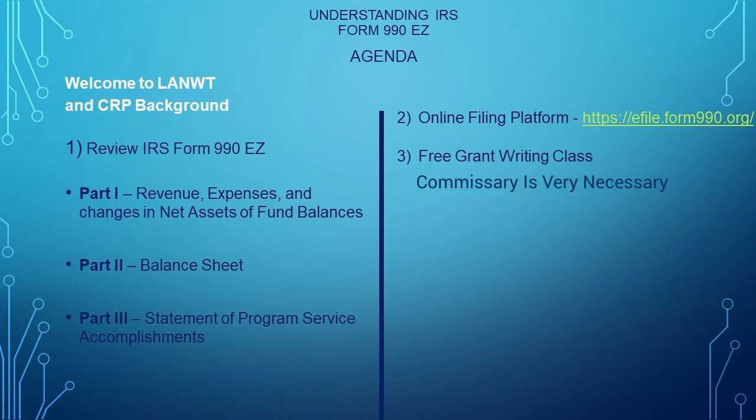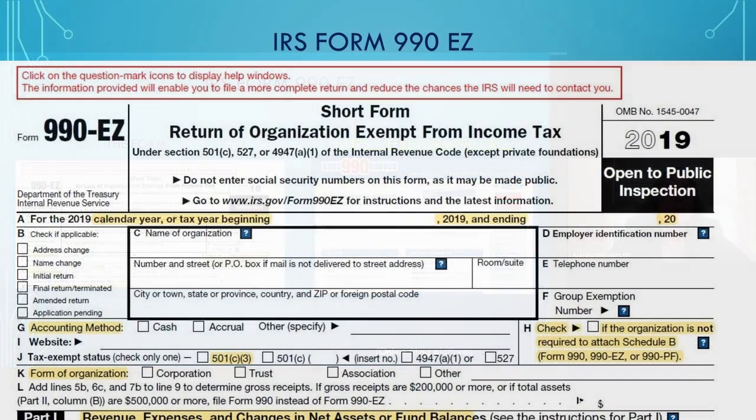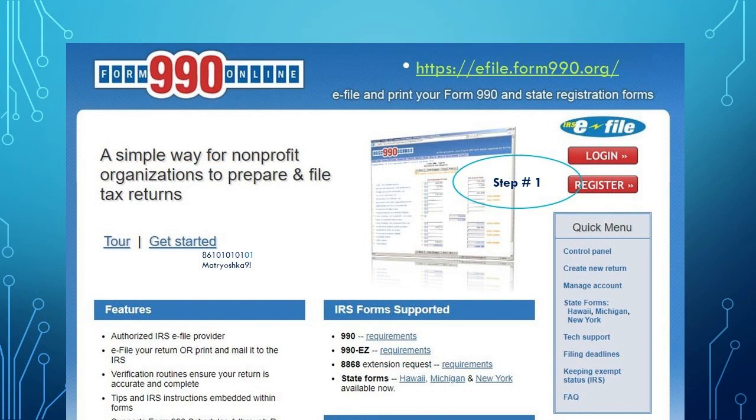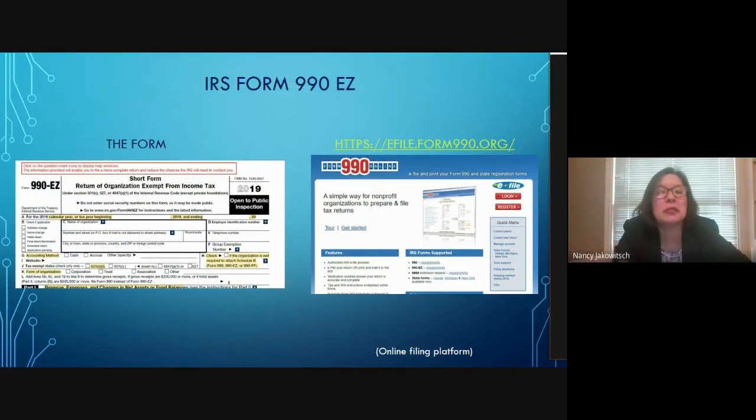So a few more details here. Again, these are the 2 documents. We're going to focus on the form tonight, the 990 EZ that you see on the left. And we also want to highlight that there is this online filing platform that you can use to enter your organization's information and to submit or e-file your 990 EZ document through this type of vendor.